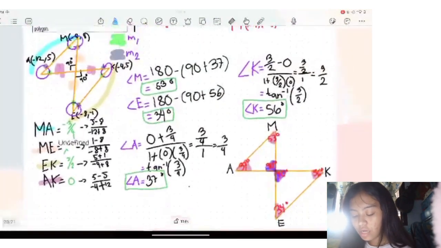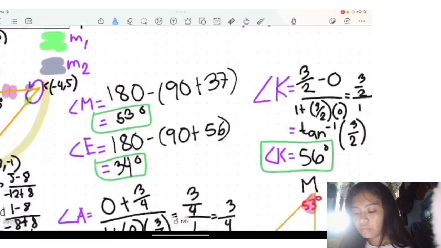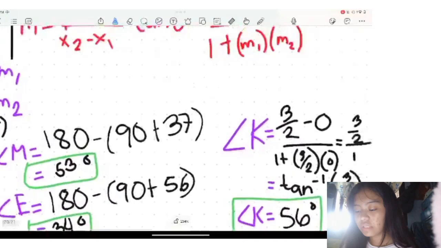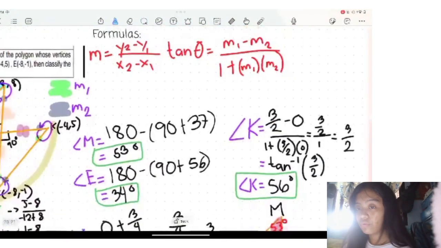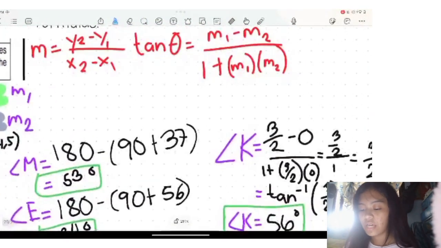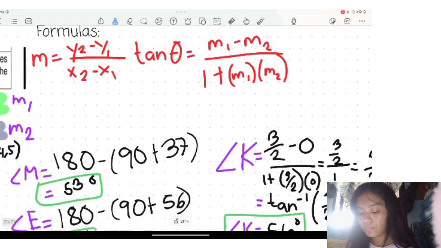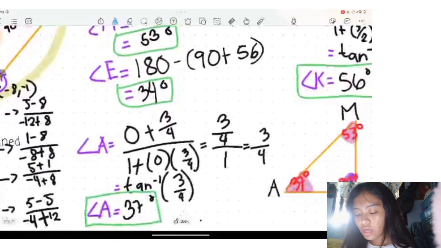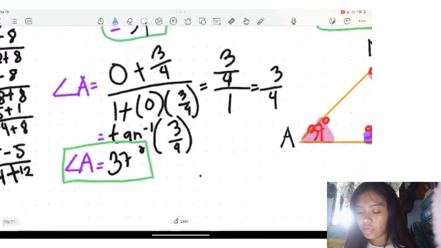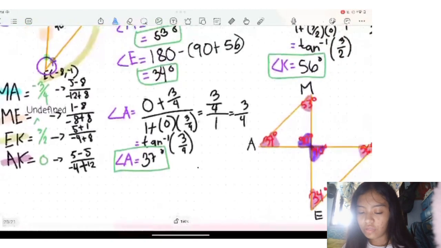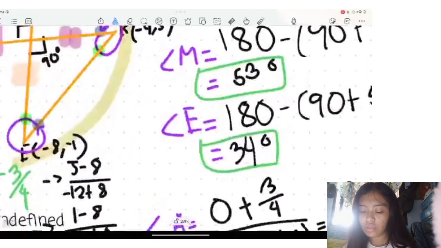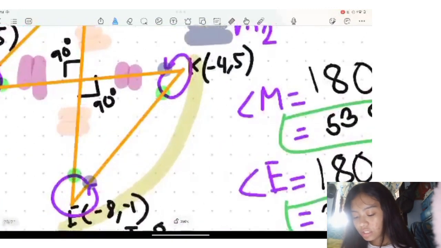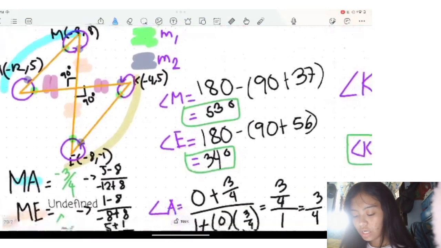So, sa pagkuha naman ng angle, ang gagamitin natin formula ay tan theta is equal to m sub 1 minus m sub 2 over 1 plus m sub 1 quantity m sub 2. So, bago pala pagkuha ko ng A, I figure out na 90 na yan, dito banda. 90 degrees na yan. And so, yung sa A, kinuha ko na siya.